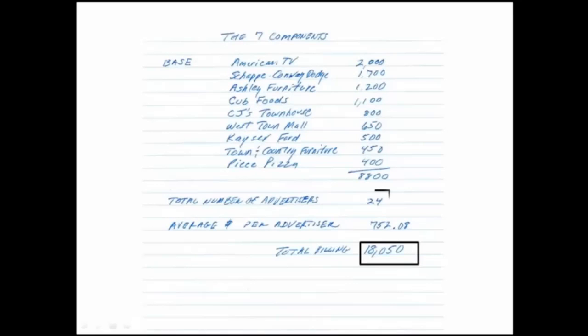And so you had how many advertisers billed? 24. Okay, then I divide 24 into 18,050, and I see that my average dollar per advertiser is $752.